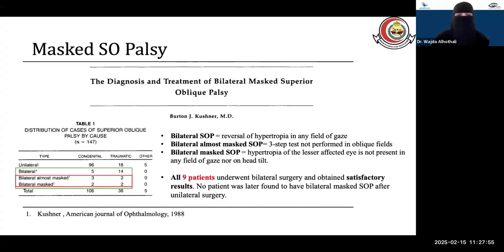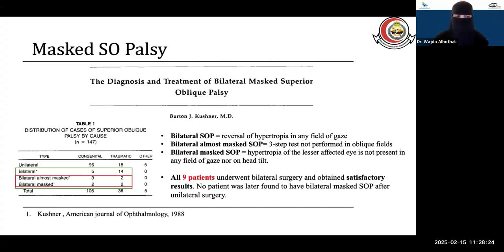He also introduced a term of an almost masked superior oblique palsy where the three-step test was not performed in the oblique fields of gaze, so it's masked or almost missed in those patients. The patients with bilateral almost masked and masked superior oblique palsy were 9, and all of those patients underwent bilateral surgery, and they all obtained satisfactory results. And interestingly, the cases that were diagnosed as unilateral only did not develop any unmasking of their superior oblique palsy, so they were truly unilateral cases.